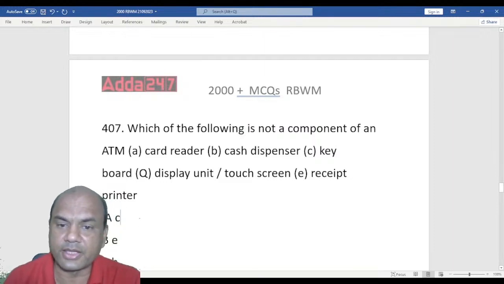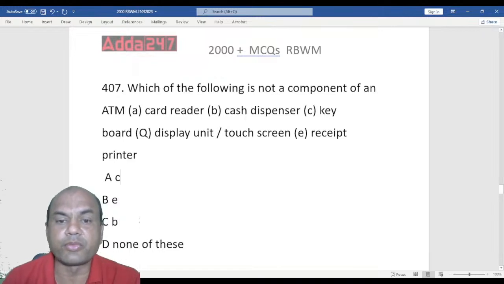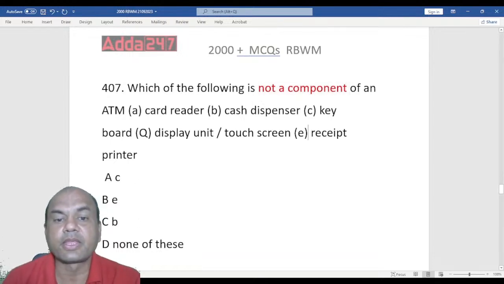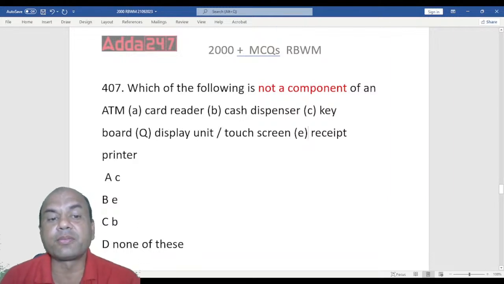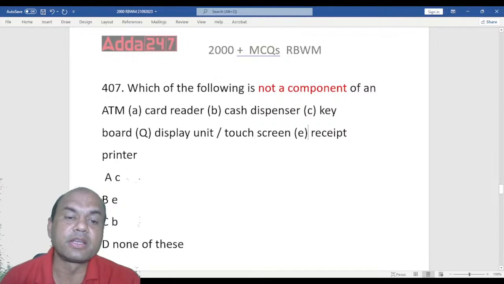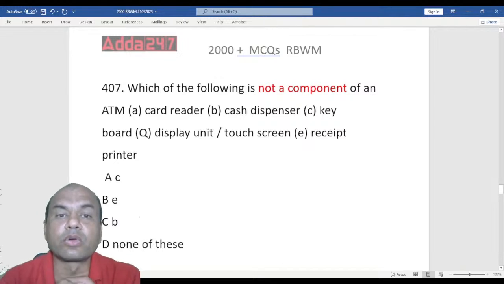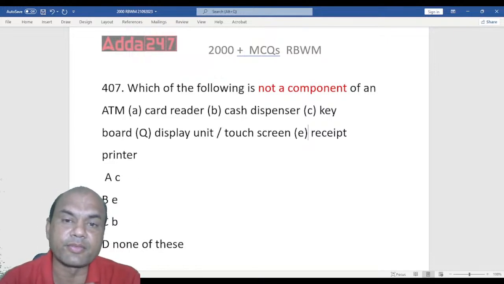Next one. Which of the following is not a component of an ATM? Card reader, cash dispenser, keyboard, display unit or touch screen, receipt printer. Which of them is not a component? Is the card reader required in the ATM? Imagine if there is no card reader, what will happen? Will that ATM be able to read your cards? How will that ATM know who is the right customer? Right? So it is required.